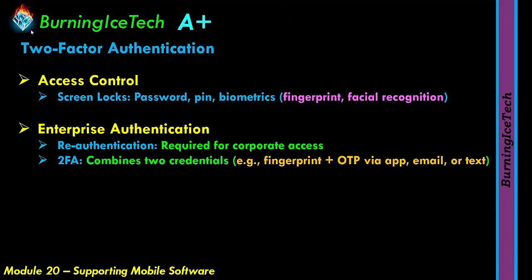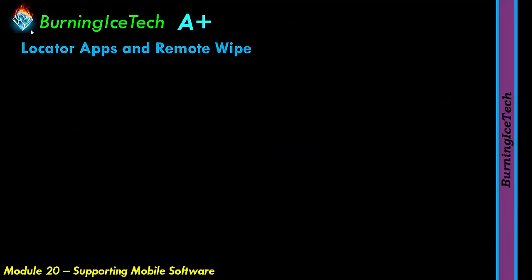Alright guys, I'm going to move you on to the last topic for this particular section, and then we'll move on to the next section in this module. Locator apps and remote wipe. Now I think the name alone should already tell you guys what you need to know. So locator apps is used to, well, locate stuff. Locate your phone, locate where you are, where someone else is, where something is. And the remote wipe is to, well, remote wipe.